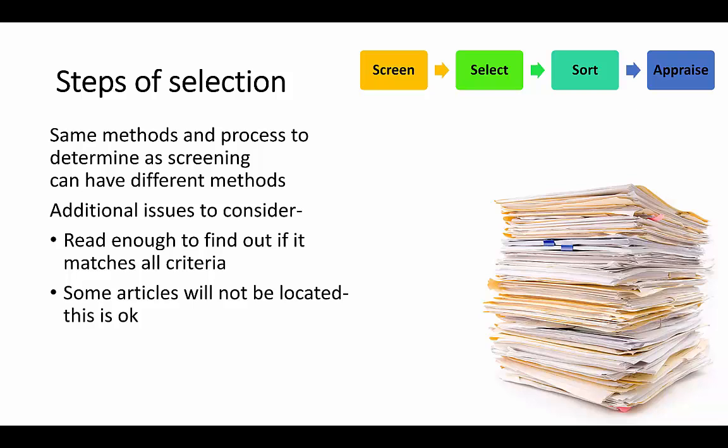I sometimes get questions like, how much do I need to read of this? And I usually just say, well, you need to read enough to know whether or not it's included. And it's okay if something slips through here and goes forward to data extraction. If they start doing data extraction on it and decide they don't want it, they can always send it back, right? They can always say, no, excluded. But of course, you don't want to do that too often.